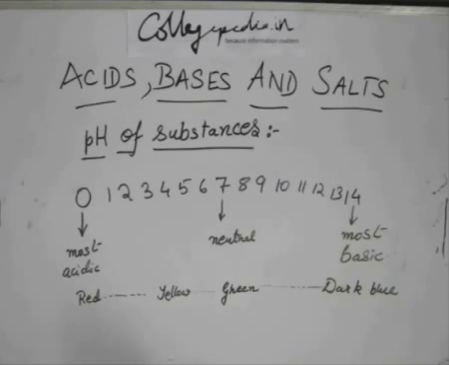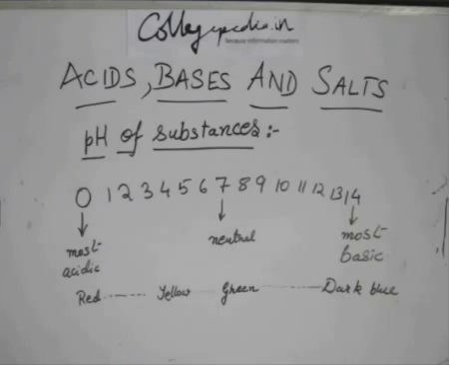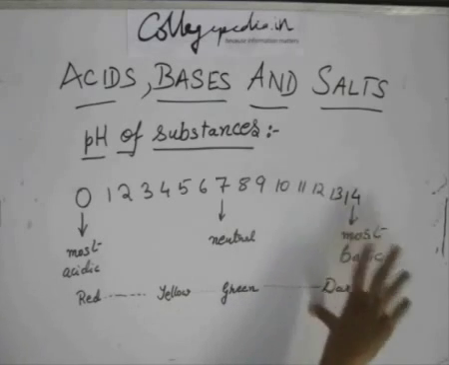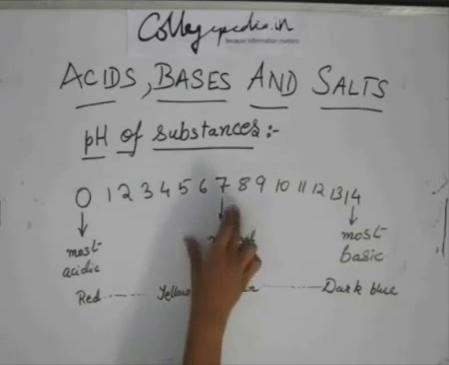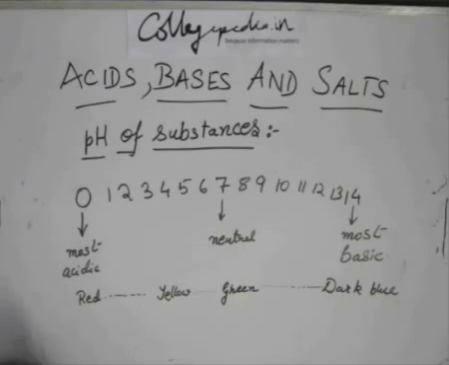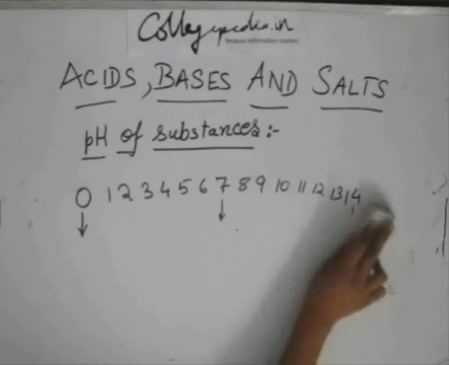So depending on which color the pH paper has shown when you dipped it into that substance, you get the pH of that substance. If it showed very dark blue, the pH would be 14. If it showed a greenish color, the pH would be 7. So that is your pH paper.